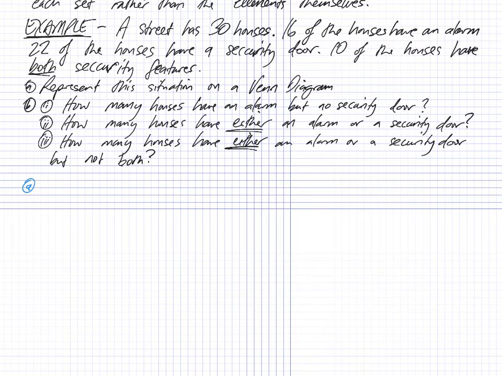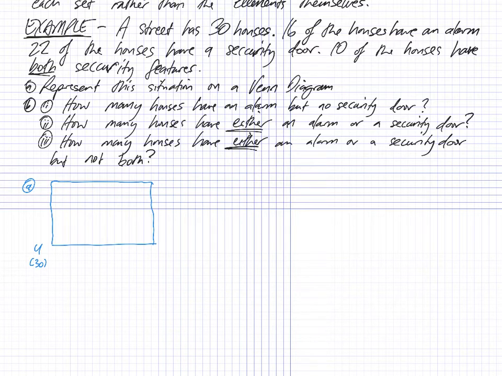So in the Venn diagram, there's a rectangle representing the universal set. So the universal set here is the 30 houses in this street. So everything that we do within this rectangle has to add up to 30. So that's the first key to keep in mind. So some of the houses have an alarm, some have a security door, and some of them have both.